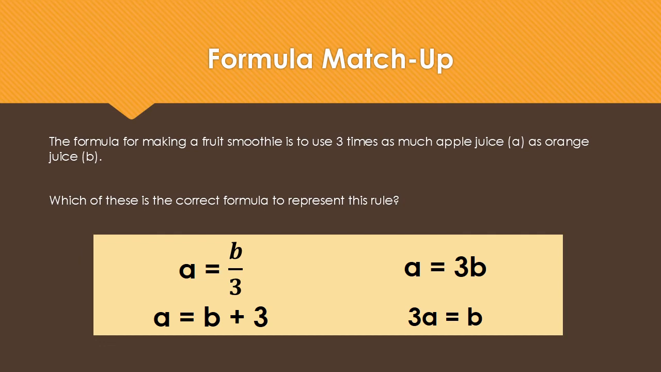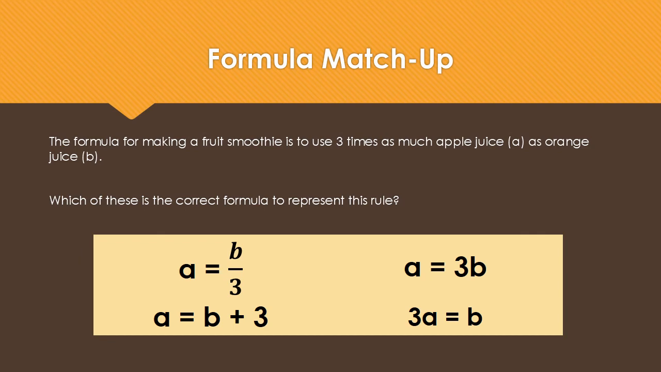Now we're going to do a little formula matchup. The formula for making a fruit smoothie is to use 3 times as much apple juice as orange juice. And we're going to represent our apple juice using the letter A and the orange juice using the letter B. Which of these is the correct formula to represent this rule? Pause the video here and just have a think.